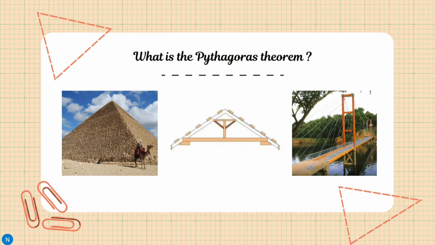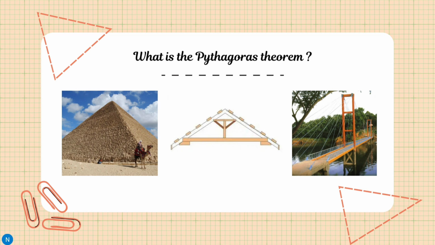What is the Pythagorean theorem? Maybe you often see things like this. For example, roofs of houses, football fields, views of hills, pyramids in Egypt, or maybe suspension bridges. If we look more closely, all of these objects contain a geometric plane that is quite familiar, right?